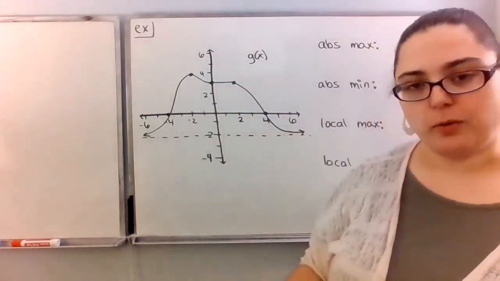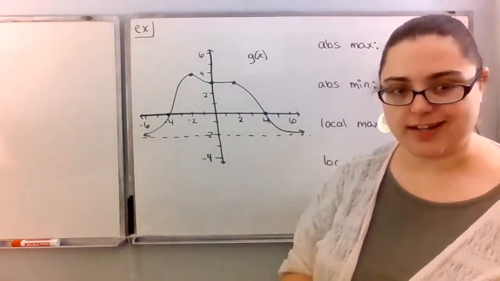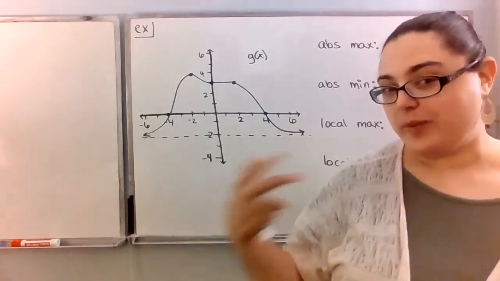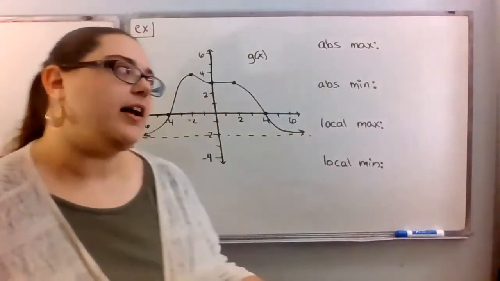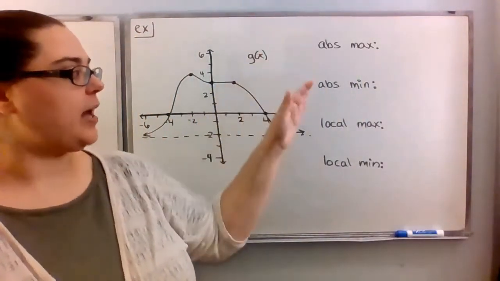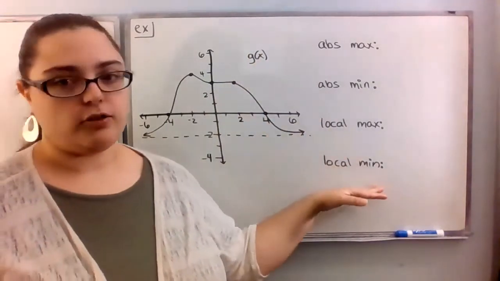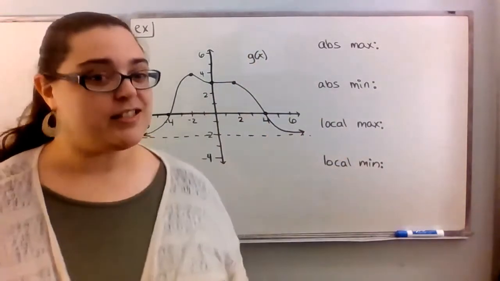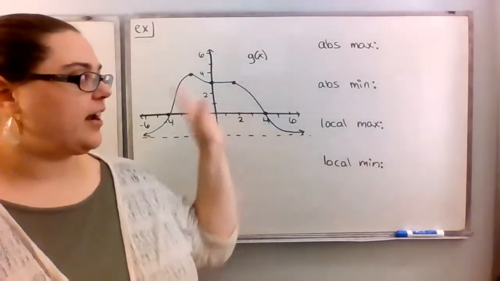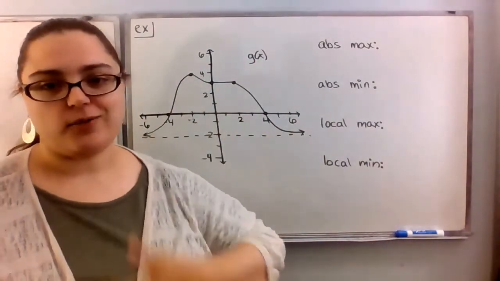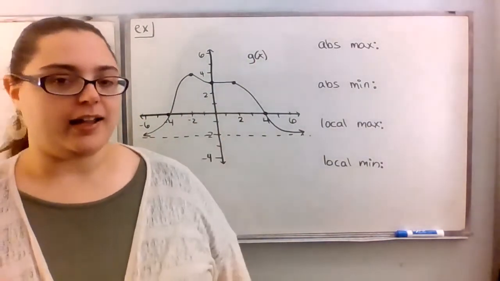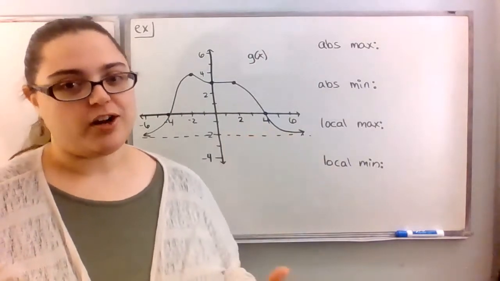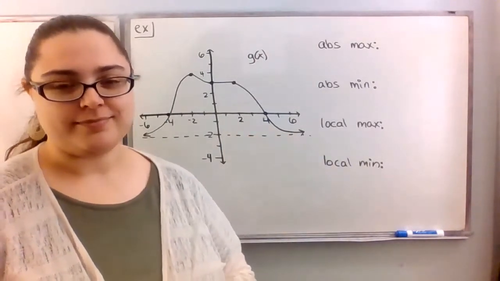So if you wanted to take a moment and pause the video to copy down this function, you may also try your hand at identifying the absolute max, absolute min, local max, and local min, if they exist. So go ahead and try and identify those. And then when you've got them, unpause the video, and I will have some answers on the board and talk about how I found them.